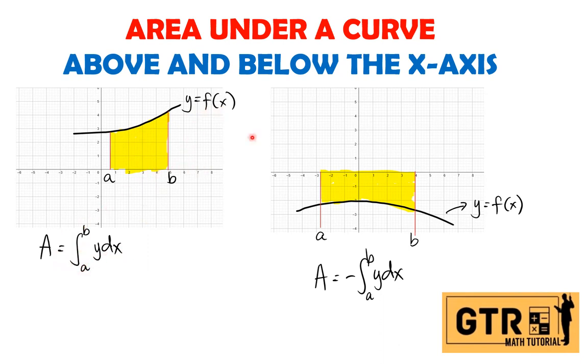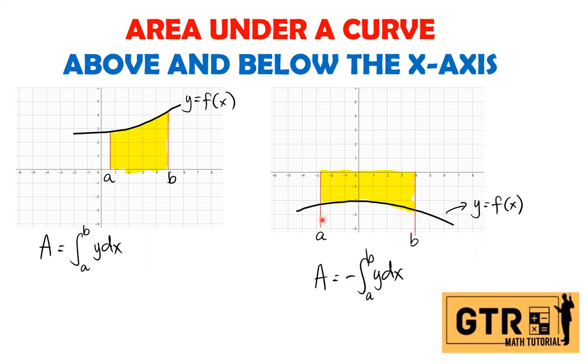And if the area is directly below the x-axis, so this is the x-axis, this is the function y equals f of x, and the shaded region is directly below the x-axis, and we have the boundaries a to b. So the formula for area is equal to negative integral of y dx from a to b. a is always to the left, and b is the number to the right.